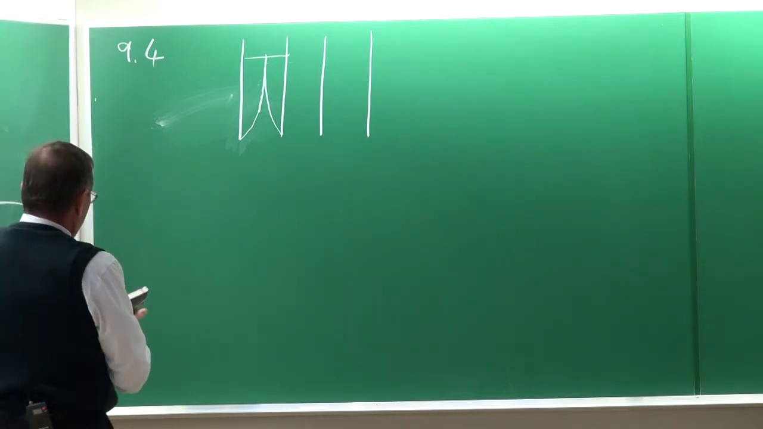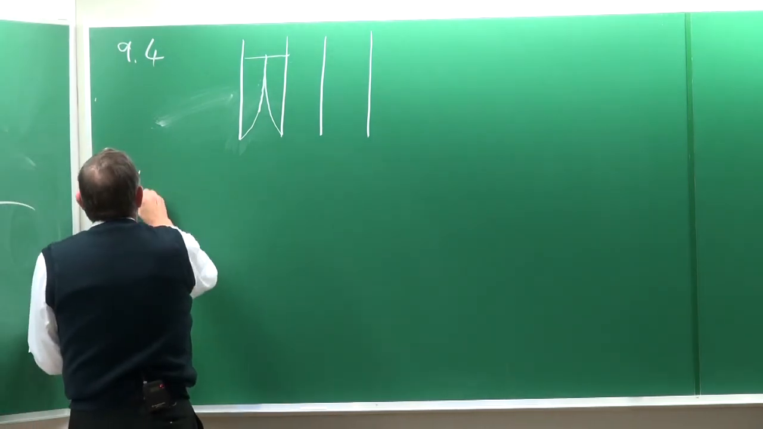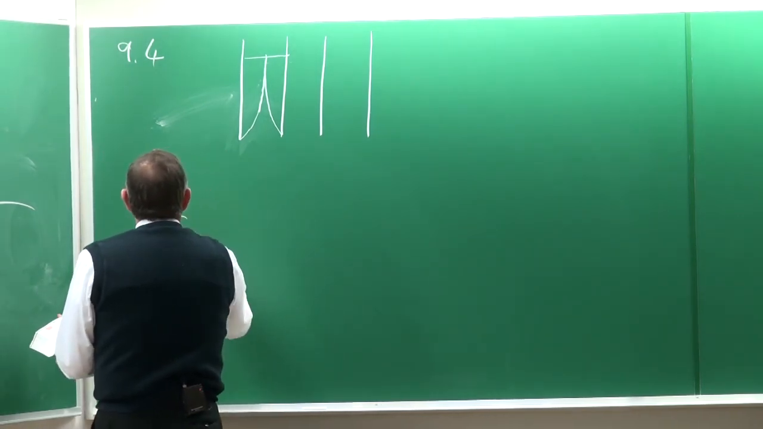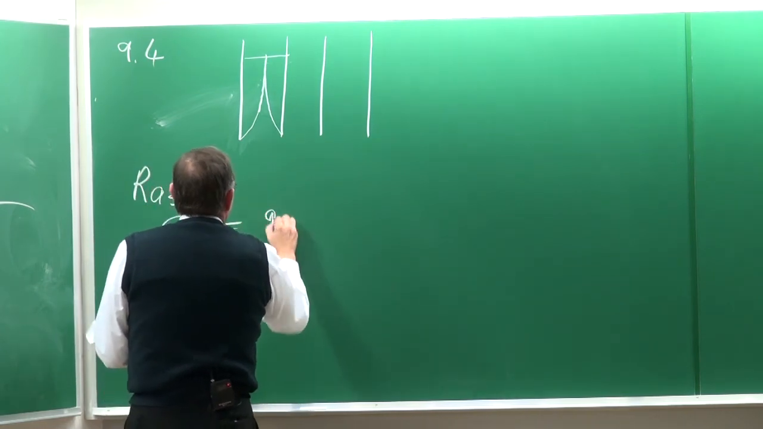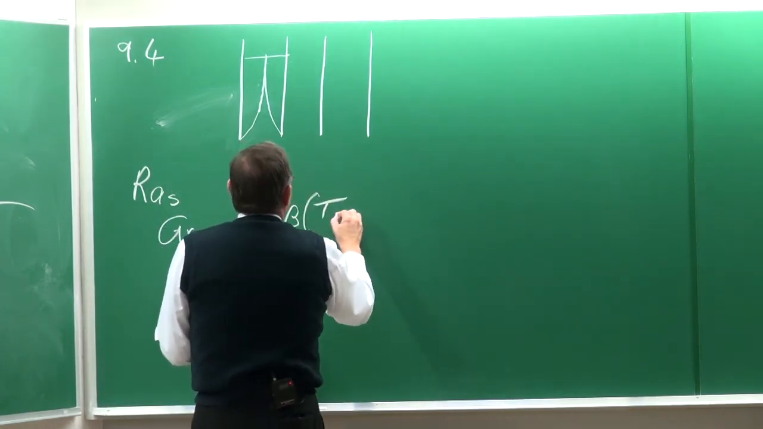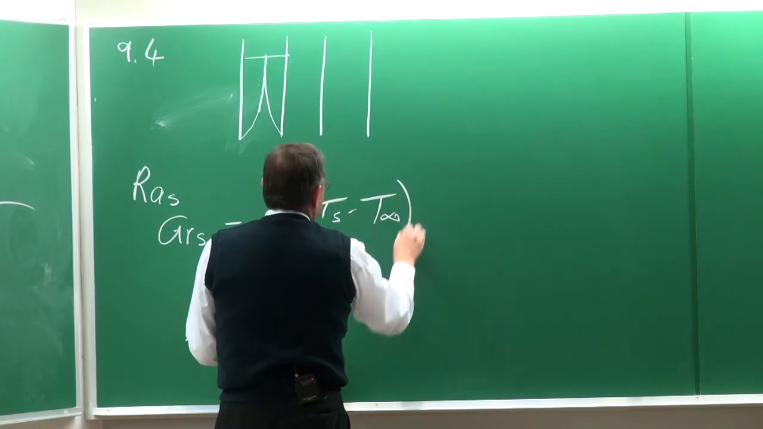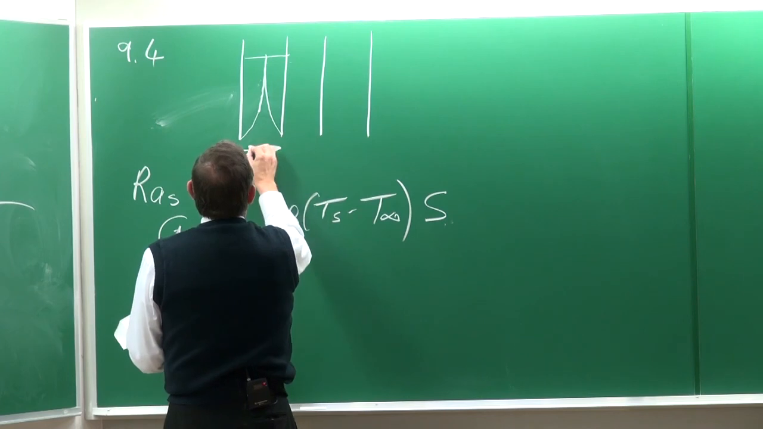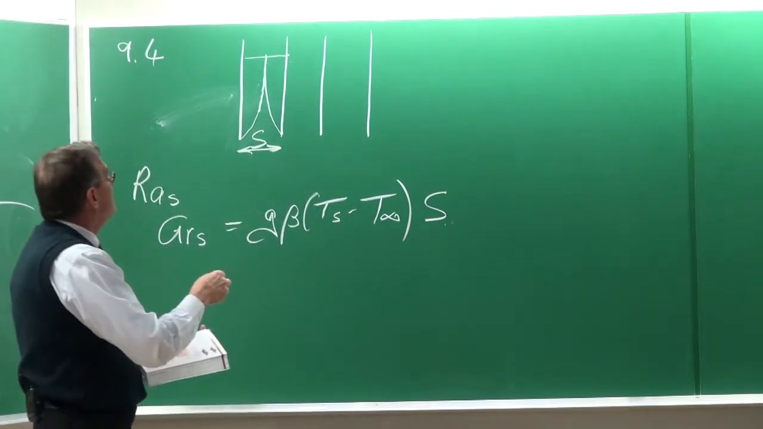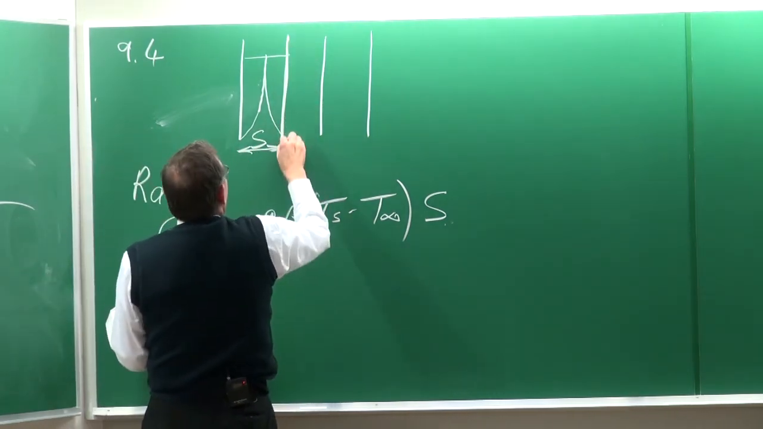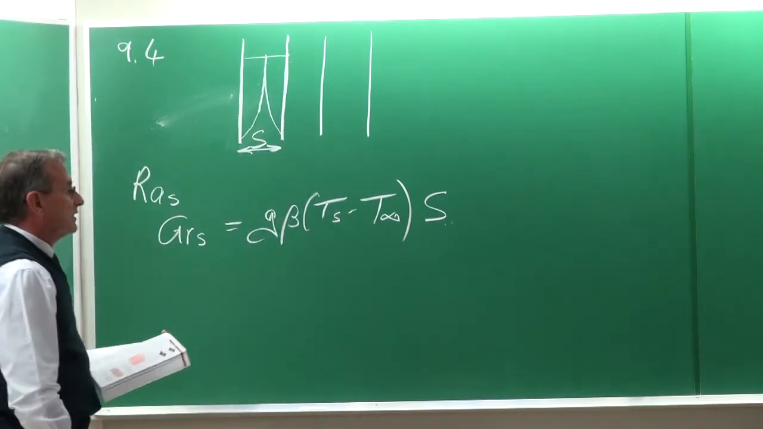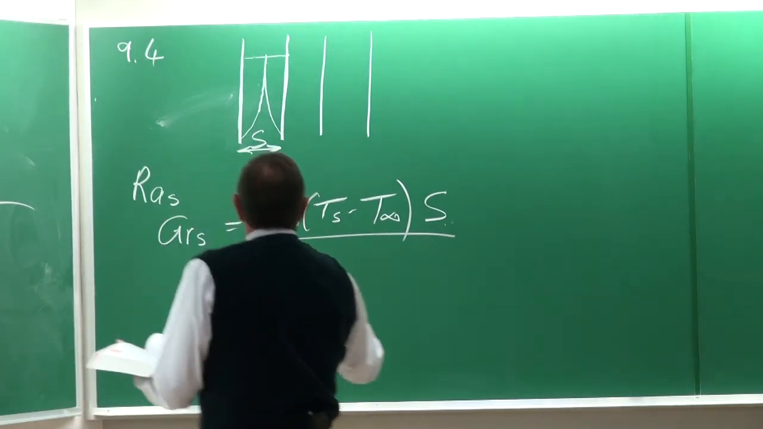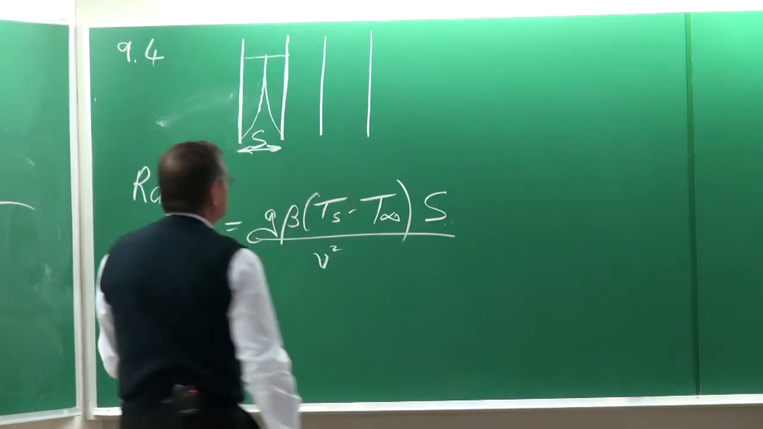So in these types of problems, what is now very important is we will have a Rayleigh S or a Grashof S. So it would be equal to g beta (Ts minus T infinity), and the characteristic length would now be equal to S, where S is the spacing between the fins, divided by viscosity squared, like that.